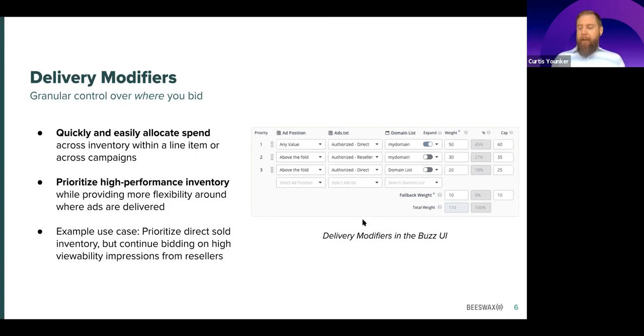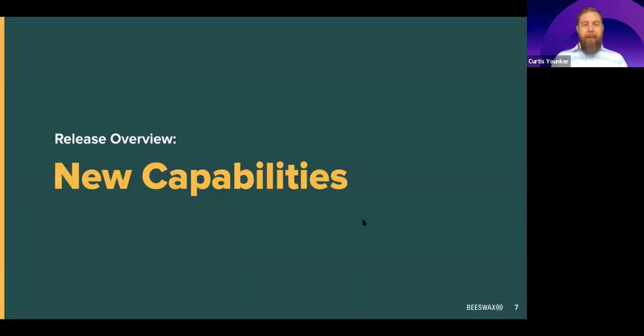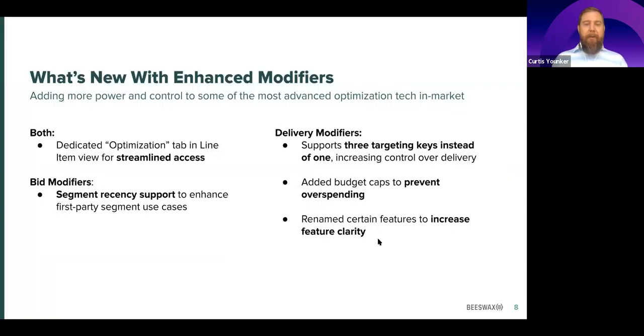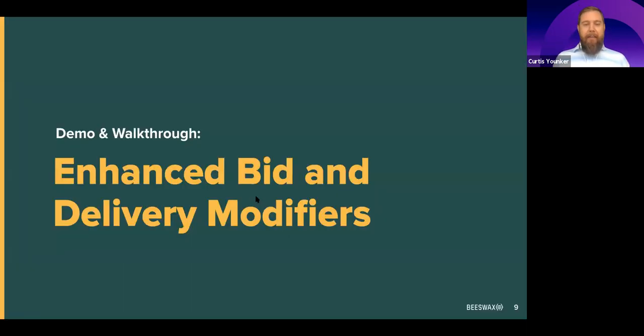Cool. So I think that is enough preamble. Just to reiterate, the new stuff we're super proud of is the new APIs, new UI. We've got support for segment recency, and we've drastically improved delivery modifiers so that we can use multiple dimensions and budget caps. So yeah, quite a bit of new stuff on these tools. And I think it's time to just hop into a quick demo.